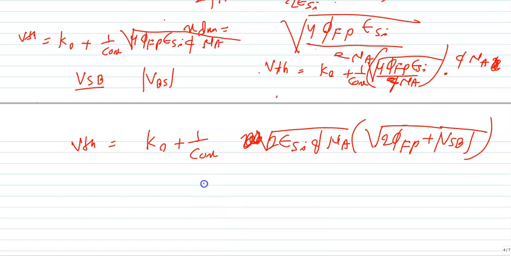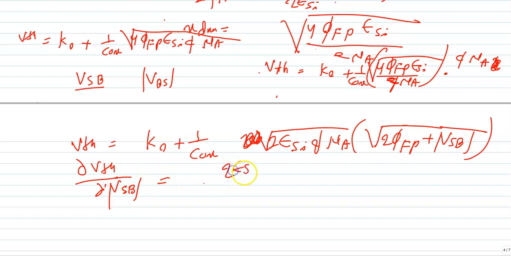Here the S is the source and the substrate has been designated as the bulk, so this is the source and bulk voltage. Now take the differentiation, dVt upon dVBS or dVSB, because this is a magnitude, it will not affect.